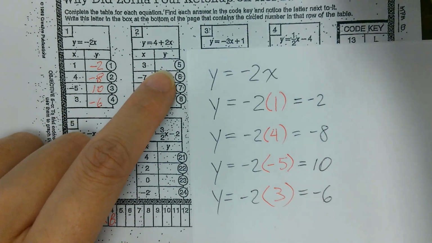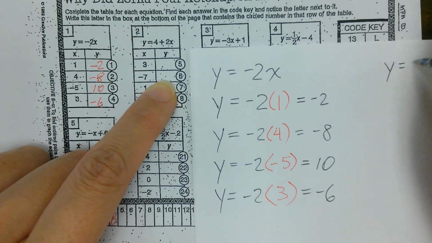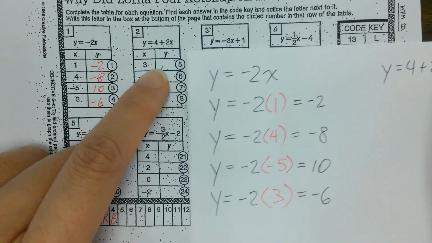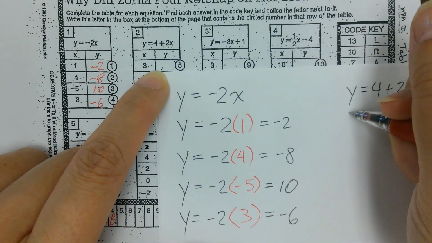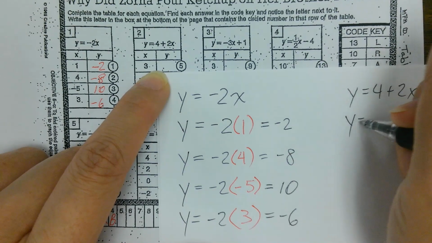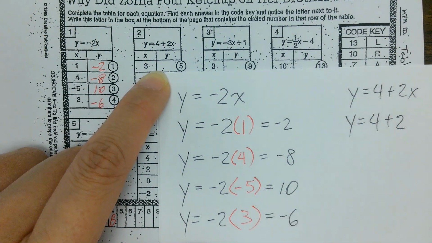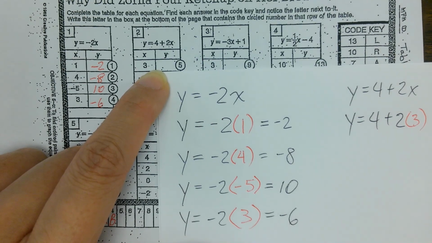Just to do 2 more right here. So y equals 4 plus 2x. I'm going to sub in the 3 right here. So y equals 4 plus 2 times what? 3. What do you get?